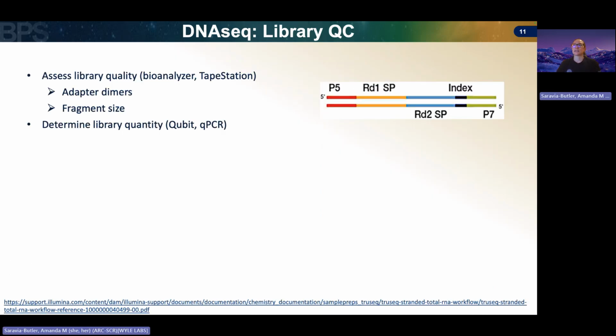So again, assessing library quality, we do this with electrophoresis. Electrophoresis has been miniaturized into instruments known as bioanalyzers or tape stations. When we're doing this assessment, we want to look for adapter dimers and the size of our fragments to make sure that adapter dimers were removed and our fragment sizes are consistent with the length of the sequencing that we're planning to do for our fragments.